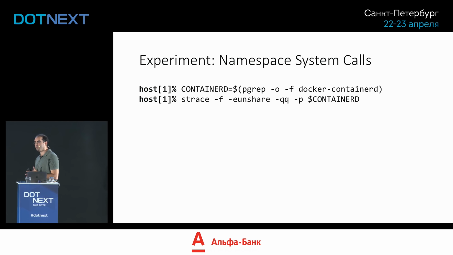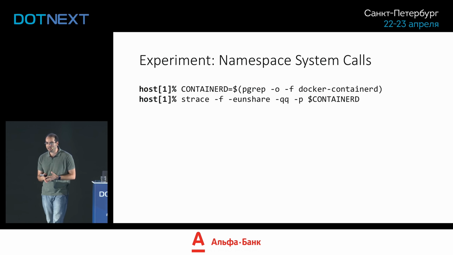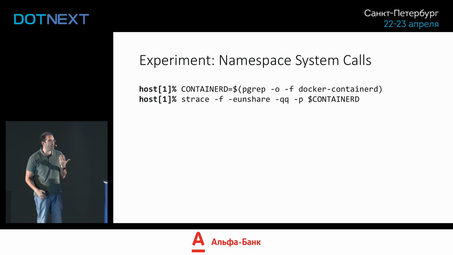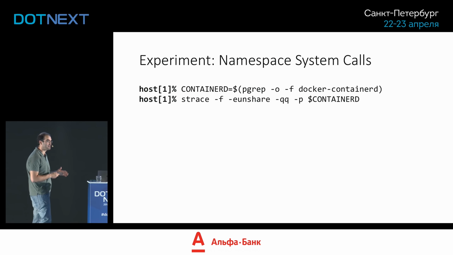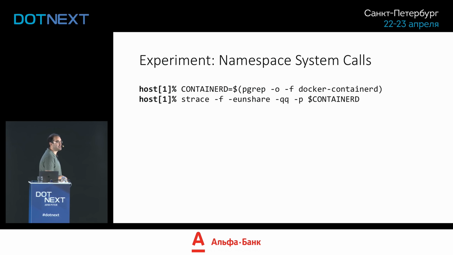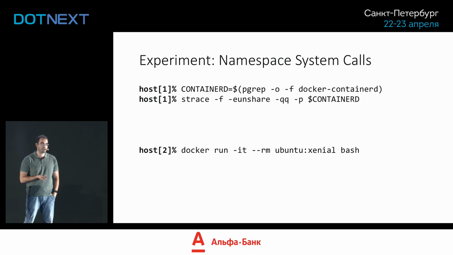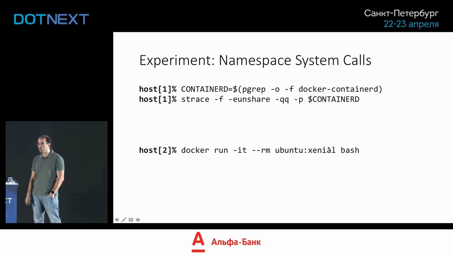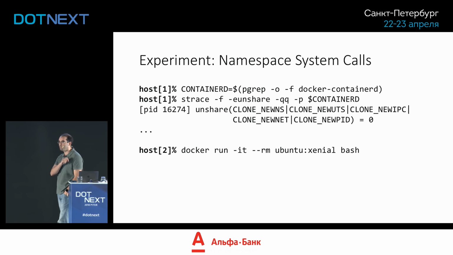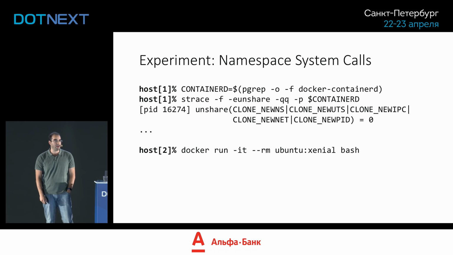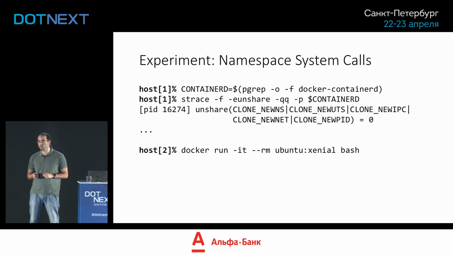Unshare is the system call that creates new namespaces. It's a weird name, but if you think about it, it kind of makes sense. When you create a new namespace, you unshare your namespace from that new namespace. So maybe unshare makes sense. I don't know. Anyway, so you run strace, and then in a different shell, you run docker run to create a new container with this or that image and so on. And then strace happily reports, yes, unshare was called. And the following new namespaces were created.